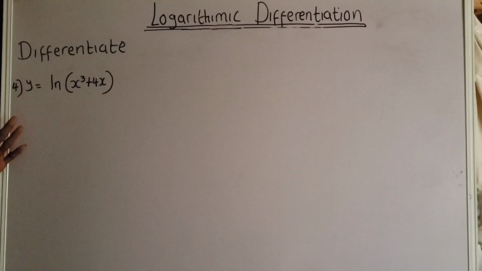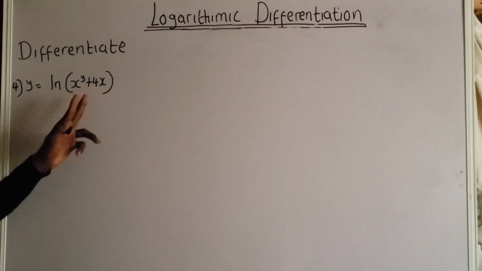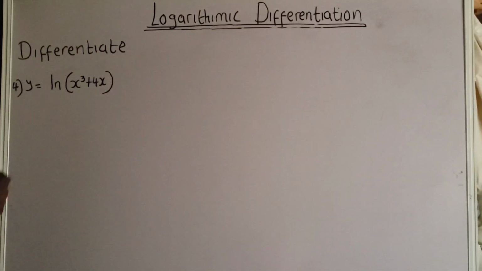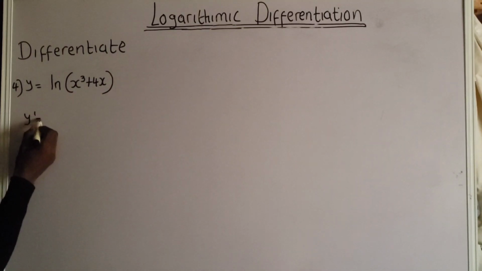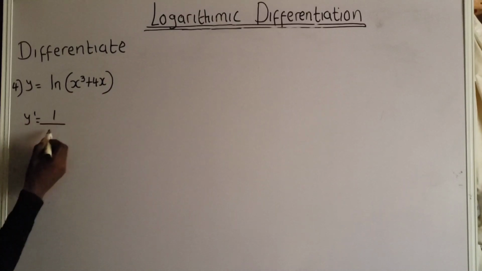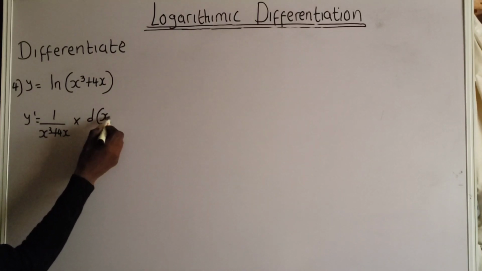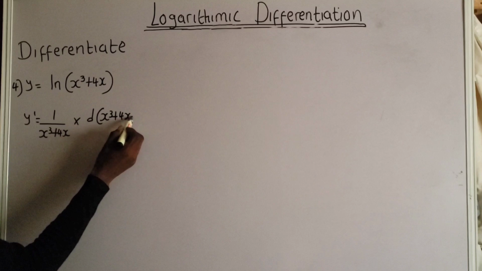Okay, example 4. Find the derivative of natural log of x raised to the power of 3 plus 4x. We are still going to use the same approach. The first step is that we are going to take the inverse of the function inside the bracket and multiply it with the derivative of the function inside the bracket. You understand? So the derivative of y equals the inverse of x raised to the power of 3 plus 4x multiplied by the derivative of what? x raised to the power of 3 plus 4x.